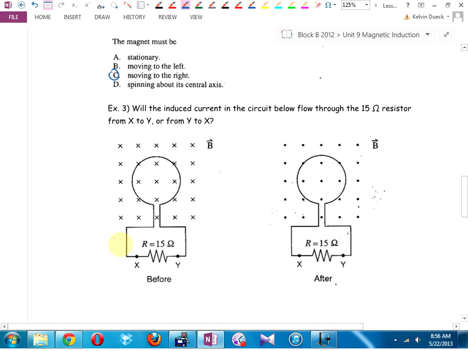Nature is going to resist that. What's the opposite of out of the page? The universe is going to create a magnetic field in that coil into the page. Point your fingers into the page, please. Which way will the current flow through the coil? Clockwise or counterclockwise? So add arrows and now follow it through the circuit. From Y to X, yes?